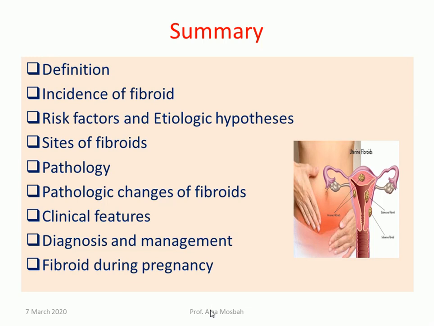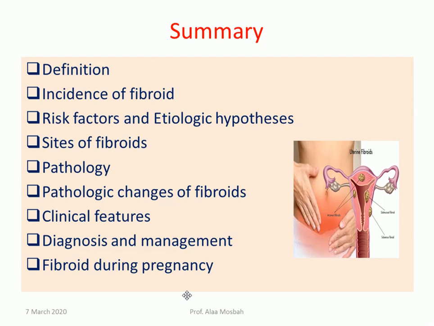And we reached the management and we said we have different lines of treatment like medical treatment, surgical treatment, myolysis, uterine artery embolization therapy, and myomectomy done either hysteroscopic or laparoscopic or through abdominal laparotomy. Also, hysterectomy can be done laparoscopic or vaginal or through abdominal laparotomy. Uterine artery embolization can be done in certain cases, and myolysis can be done in certain cases.